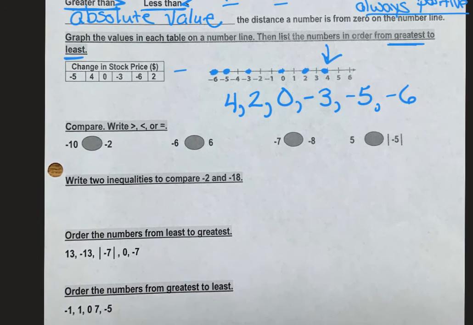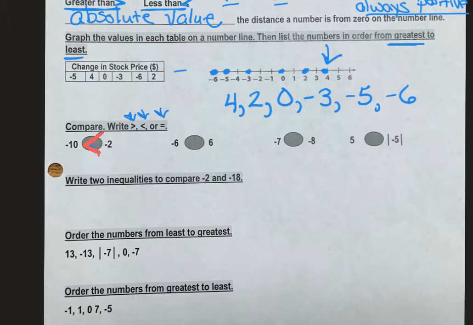Now we're going to compare integers using symbols. This is greater than, less than, or equal to. So when we compare a -10 and a -2, what symbol are we going to use? Which symbol should we put in that box? Summer? Less than. A -10 is less than a -2. Is that hard to see? Maybe red would show up better. Is that better? Yeah. Okay.